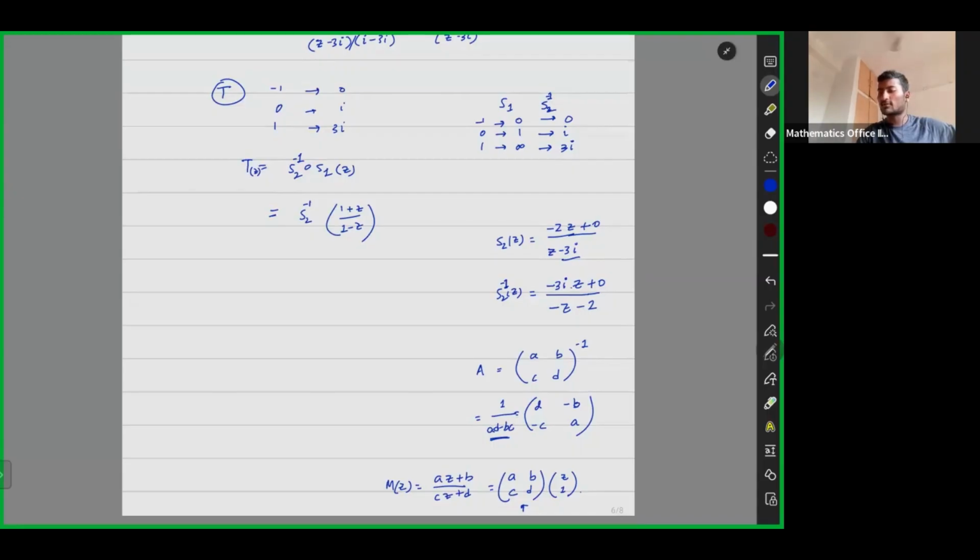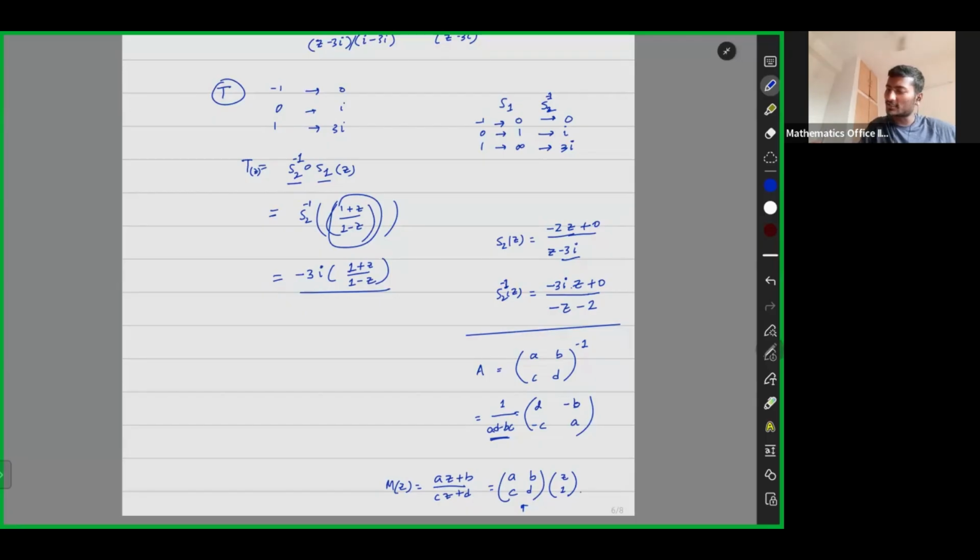So you got the S2 inverse. Now put it here, S2 inverse. Minus 3i. In place of Z, we are going to replace this value: 1 plus Z divided by 1 minus Z. So if you know the matrix of S2, matrix of S1, you write matrix multiplication. But I'm writing as a composition, so here also you no need to worry about that. Both will turn out to be same at the end.